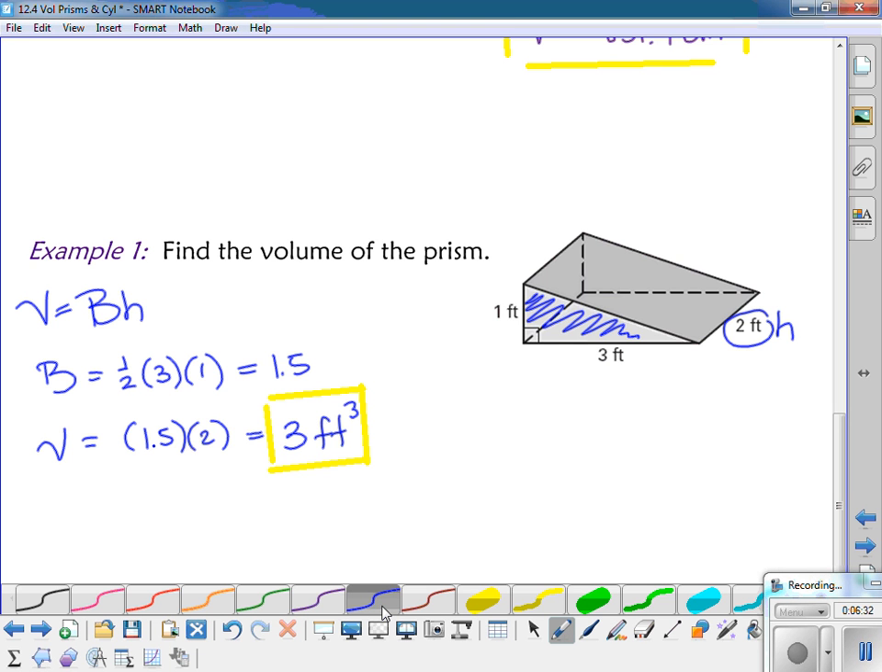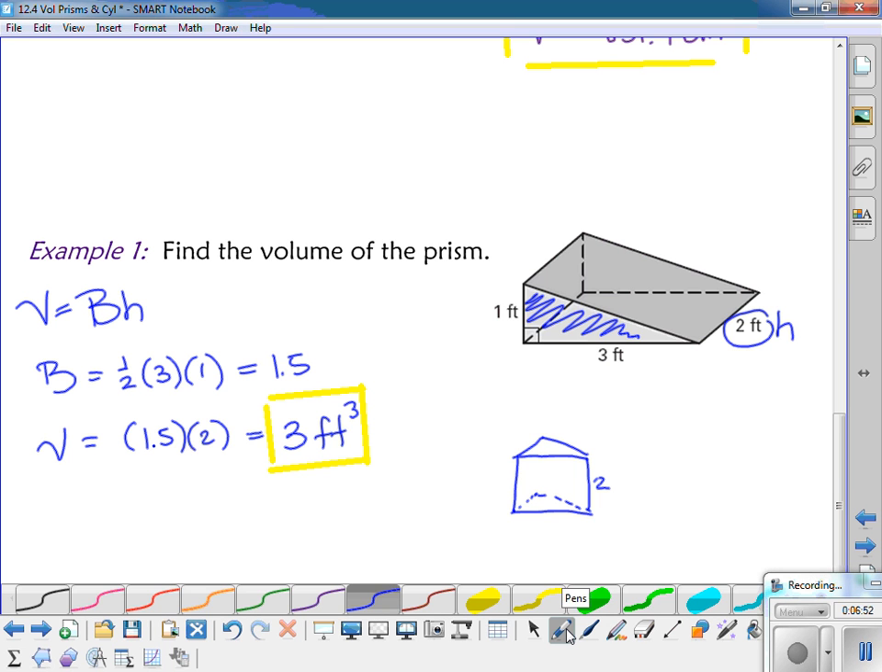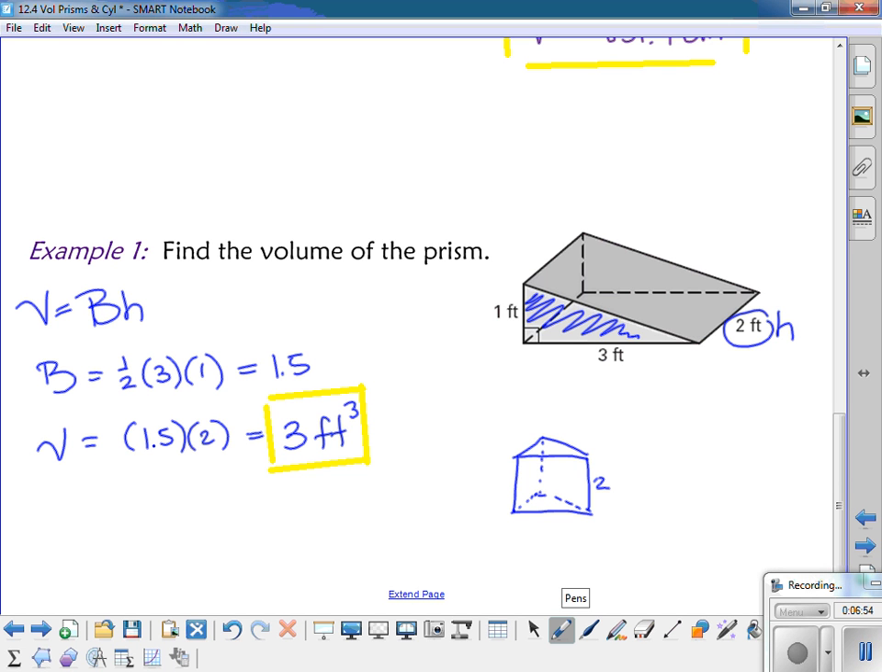So what you're doing in your mind is you're kind of standing the prism up so that it's standing like this, and the triangle is on the bottom. So don't assume that the bottom of the picture is the base of the prism. The base of the prism is the polygon that's not a rectangle. Okay?